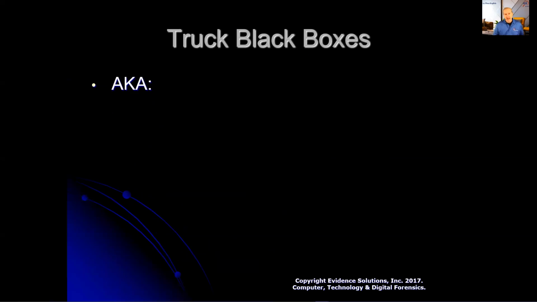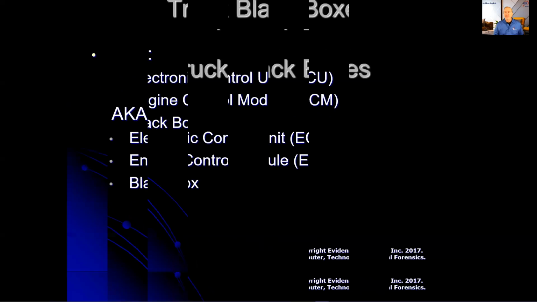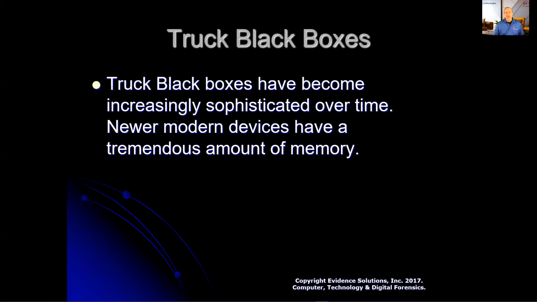Another place we look for data in vehicle accidents are truck black boxes. These can be referred to as the engine control unit, the engine control module, or simply the black box. Newer black boxes have become increasingly sophisticated and have a lot more storage than they used to. We used to get just a few data points out of a black box. Now some actually have calendars built into them, so we can look back at particular dates and times and find out what was going on with the truck at any particular point in time.